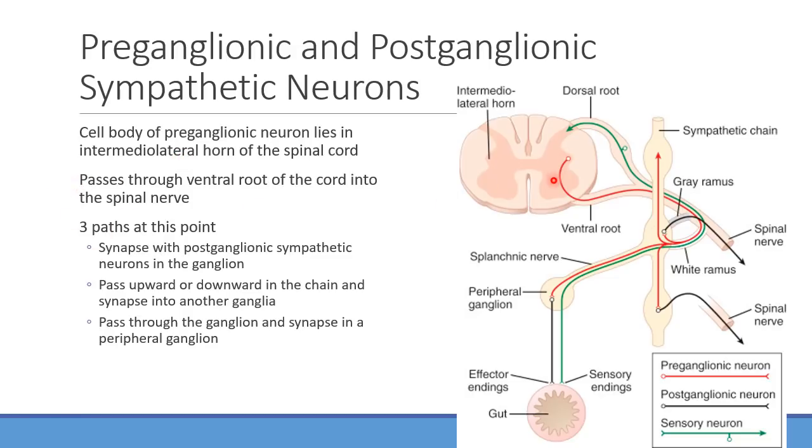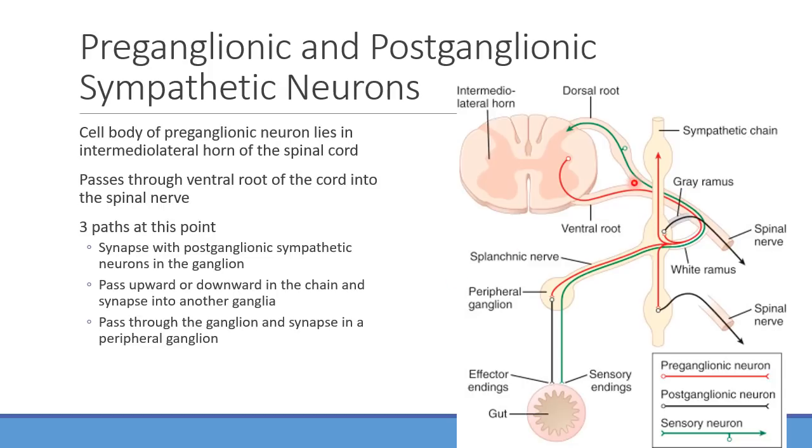As soon as these preganglionic neurons are leaving the spinal cord here, they can either synapse with postganglionic sympathetic fibers right there in the ganglion, so they can synapse right here and then travel out and innervate whatever organ it happens to be, whether it be, say, the detrusor muscle, or the eyes, whatever it happens to be. You're going to find some cases where it's going to be able to pass upward or downward the chain. So when I say the chain here, we're just talking about these ganglionic chains located on either side of the spinal cord. Or in some cases, it may actually pass through and then synapse with a peripheral ganglion.